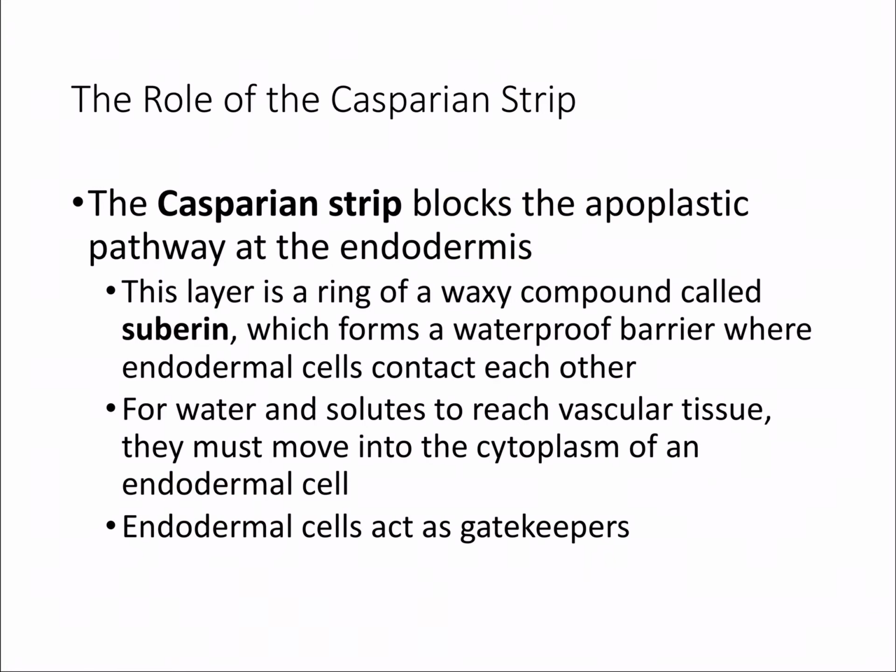Right? So here's a little bit more information about the Casparian strip. It blocks the apoplastic pathway, and it's made up of suberin, which is a waterproof barrier. In order for water and solutes to reach the vascular tissue, they must move into the cytoplasm of an endodermal cell. So in that case, those endodermal cells act as gatekeepers.